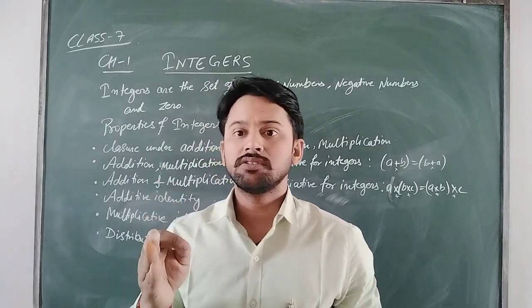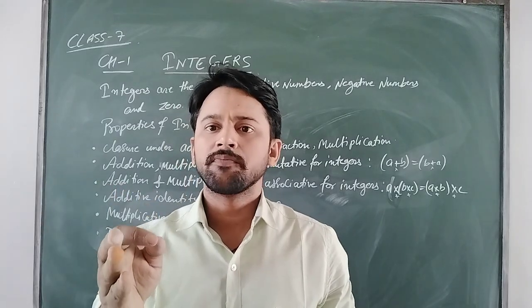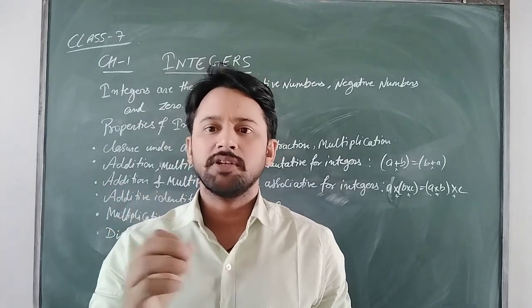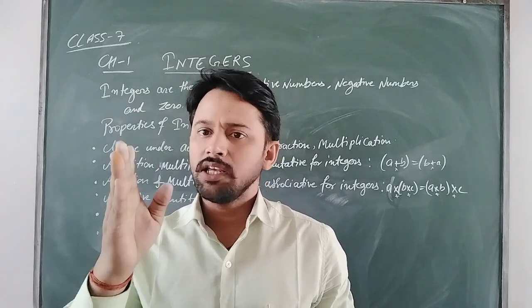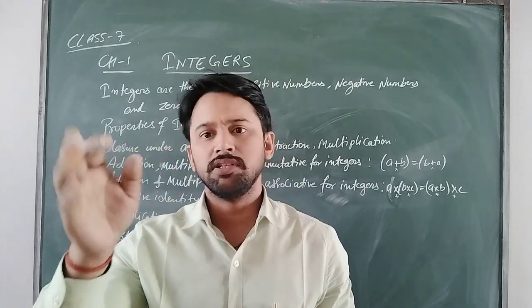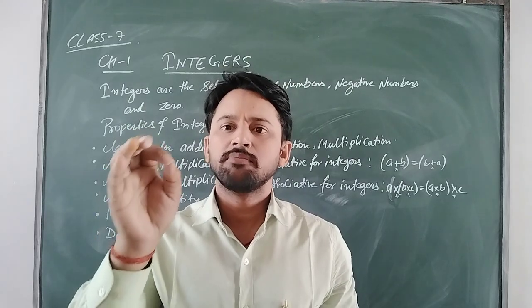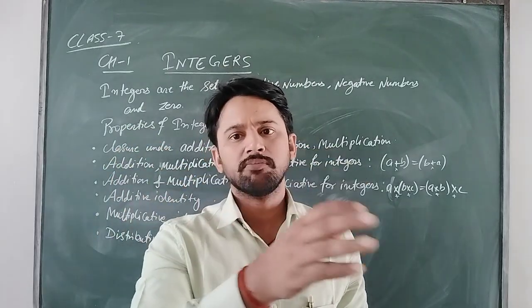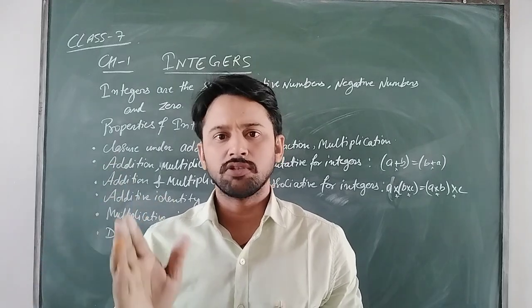So integers are closed under the closure property in addition and in multiplication. Like in closure property, you know that a into b gives another number, absolutely that will be integer. A plus b or a minus b, it will obviously give a number that will be integer. Clear? So this is known as the closure property.